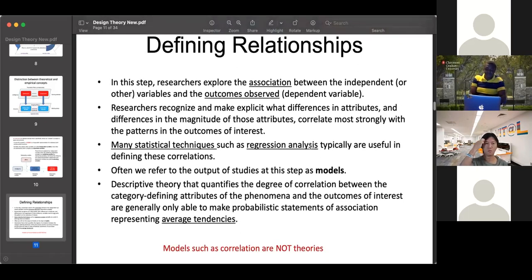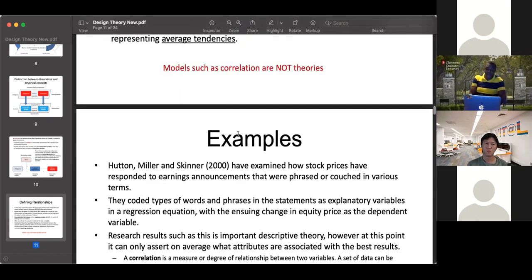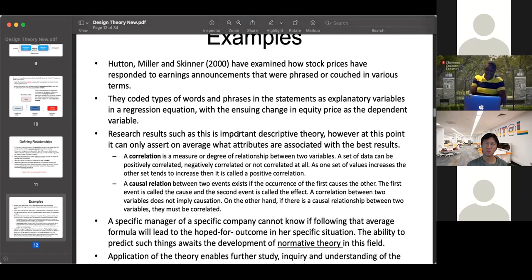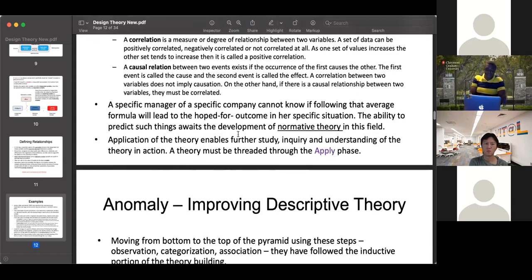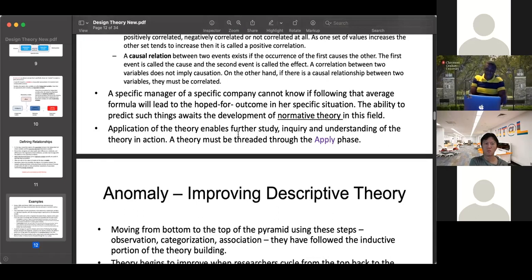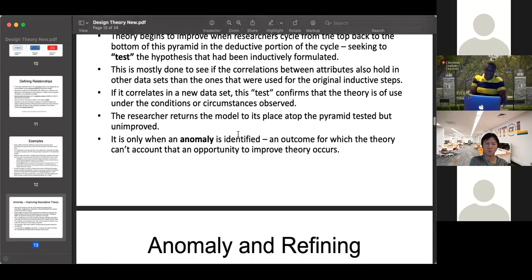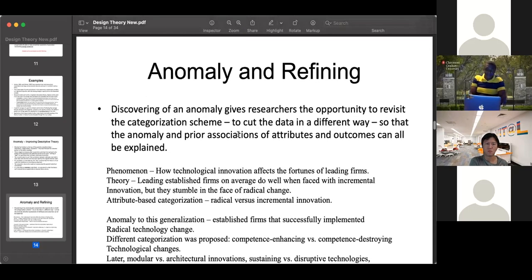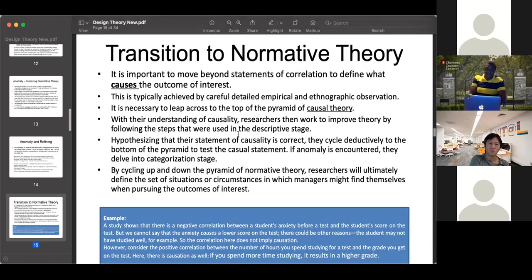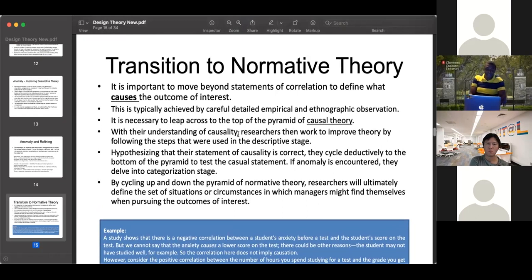I don't need to go through all this. Regression analysis and statistics are typically used for correlation. When we come to quantitative, we're going to see most of those things. So we have to go on now. Anomaly, improving it: when there is an anomaly, you refine a theory. Anomaly and refining. So we may not need to go through the transition from normative theory.